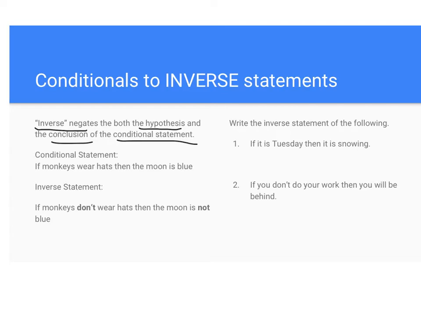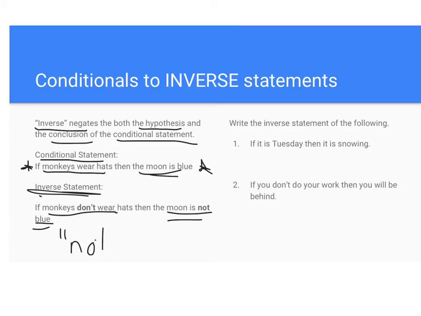All right, so my conditional statement, if monkeys wear hats, then the moon is blue. Again, I don't care about truth value right now. I'm just looking at the actual statement. So if the monkeys wear hats, then the moon is blue. So if monkeys don't wear hats, then the moon is not blue. That would be an inverse statement. Okay? So I would take whatever the conditional statement is, and I'm going to use the word not, don't, won't is another popular one. All of those things to negate what is happening.